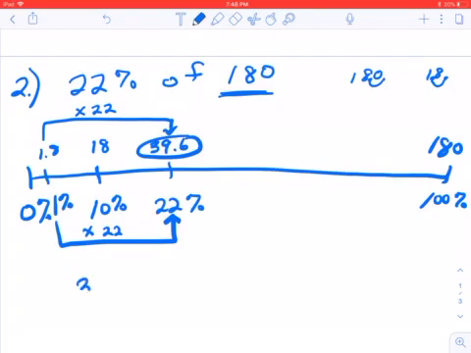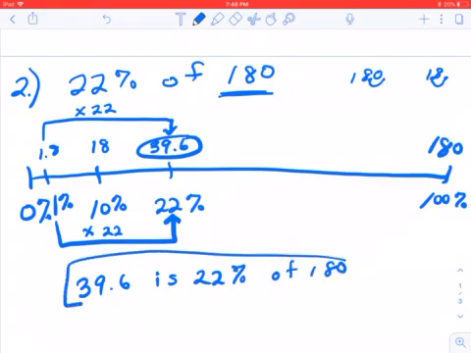So our answer is 39.6 is 22% of 180. There's our answer. Write that down.